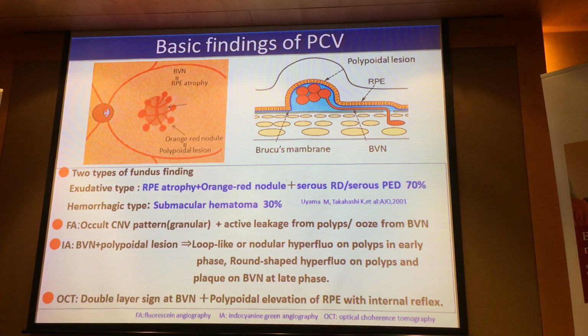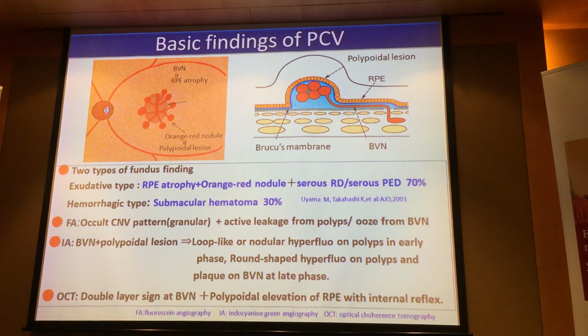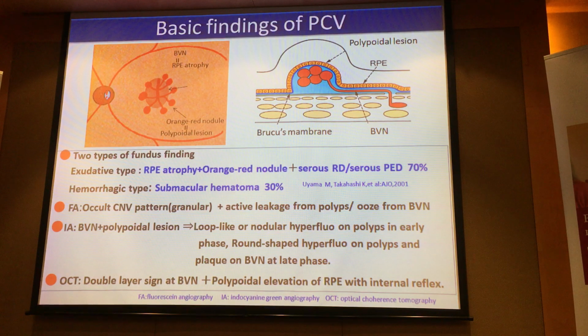On fluorescein angiography, there is an occult CNV pattern, with granular hyperfluorescence and active leakage from polyps and roots from the BVN. On indocyanine green angiography, the BVN plus polypoidal region look like nodular hyperfluorescence on polyps in the early phase, round-shaped hyperfluorescence on polyps, and drag on the BVN in the late phase. In OCT, there is a double layer sign at the BVN, plus a sharp elevation of the RPE with internal reflex.